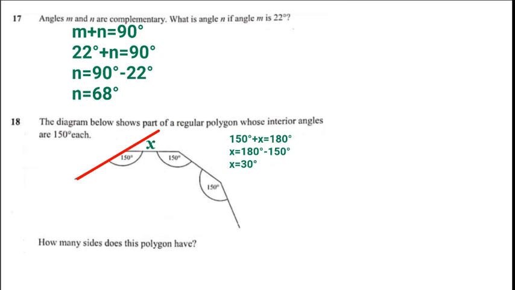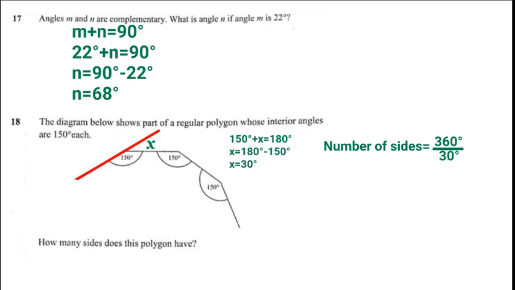Now once we've done this, we can go ahead and find the number of sides. We're going to say the number of sides is equal to the sum of exterior angles, which is 360 degrees, divided by one single exterior angle, which is 30 degrees, not 360, but 30 degrees.